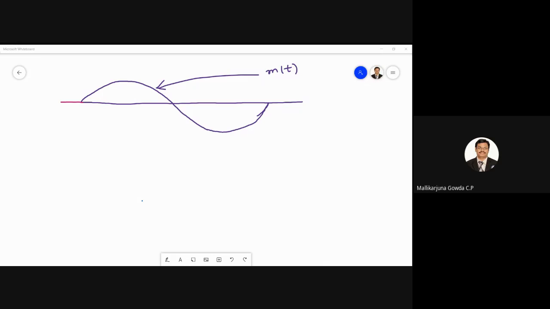But you have shown more number of cycles even when m of t is negative, no? For the negative peak, the number of cycles should be minimum. For the positive peak, the number of cycles should be maximum. Okay, F max and F minimum you have to show, no? Is it F? You have shown both maximum, right?